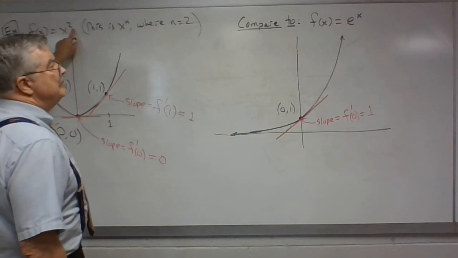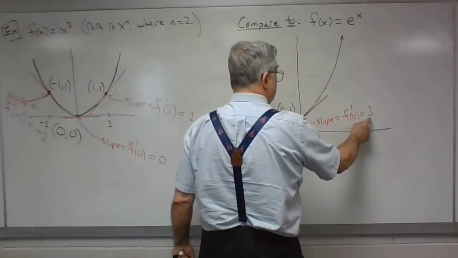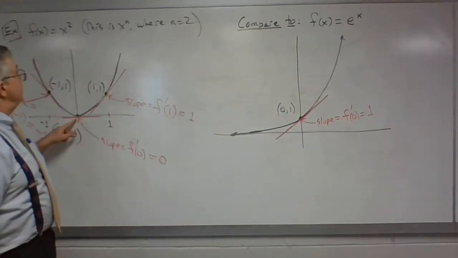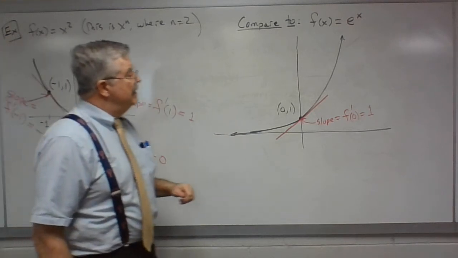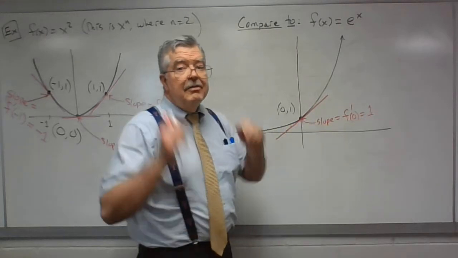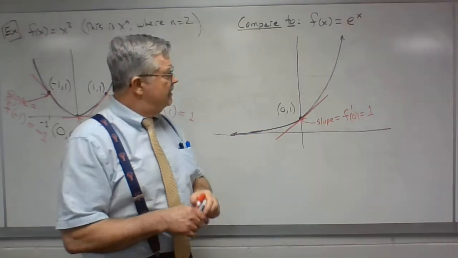x to the 2 and e to the x at x equal 1. Here, when we have x to the n, the slope is 0. Here, when we have e to the x, the slope is 1. The slopes are different, and the slopes are the derivatives.